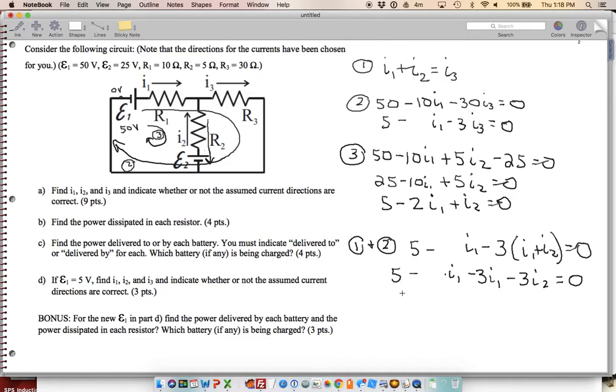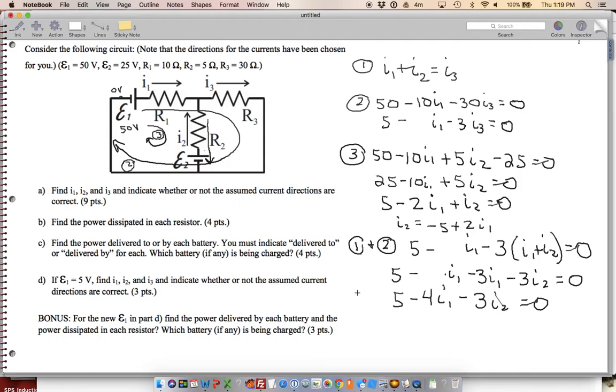So I've got 5 minus 4I1 minus 3I2 equals 0. Okay, and so next what I'm going to do is rewrite this in terms of just solve for I2. So we're going to say I2 is equal to, so if I leave I2 here and I bring these both to the other side, I'm going to have a minus 5 and a plus 2I1.